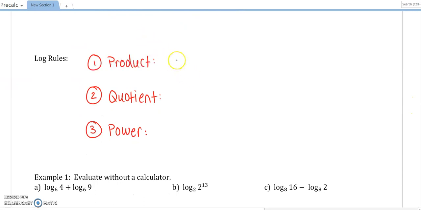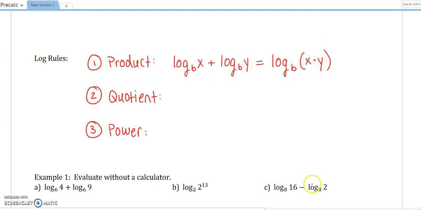So for example, our log rules, we have a product, a quotient, and a power rule as well. The product rule says that if I have the log base b of x plus log base b of y, I can rewrite it as one logarithm, but that addition turns into multiplying. So adding exponents, because remember a logarithm is just an exponent, is equal to the logarithm of just multiplying what's inside. Same kind of thing with the quotient rule, except division goes with subtraction. So log base b of these expressions, when I subtract them, I can rewrite it as just one log with division.